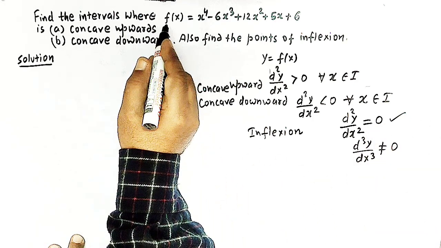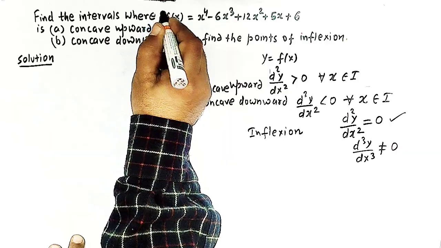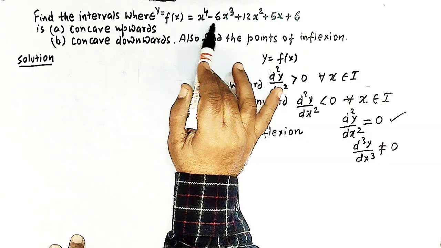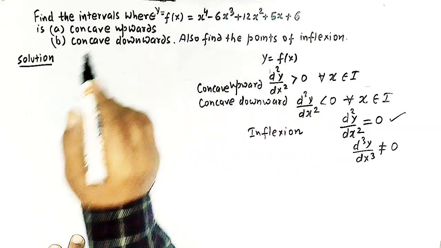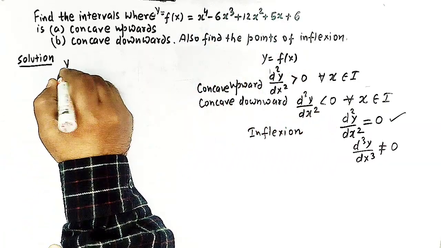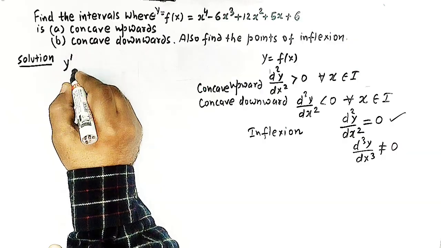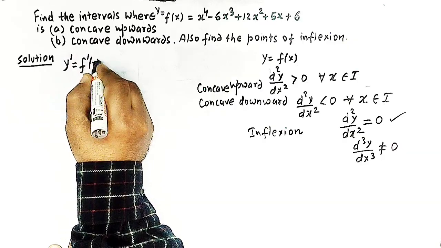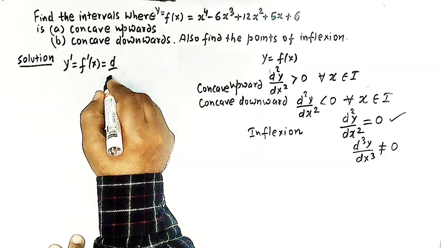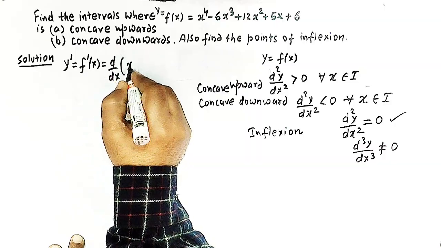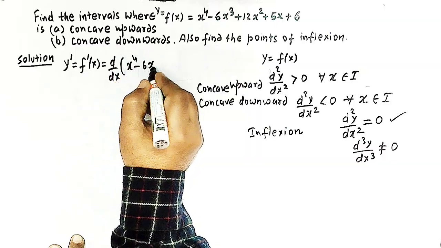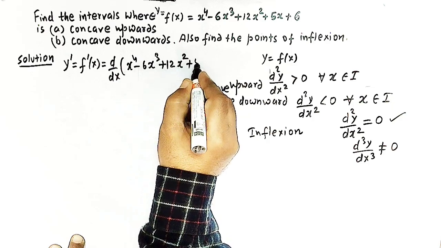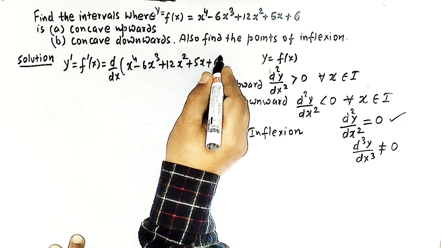So here we can take this function as y is equal to f of x, and here we have this function. So let us first find the first derivative, that is y prime, that is f prime of x. So here we have d by dx of x raised to 4 minus 6x cubed plus 12x square plus 5x plus 6.